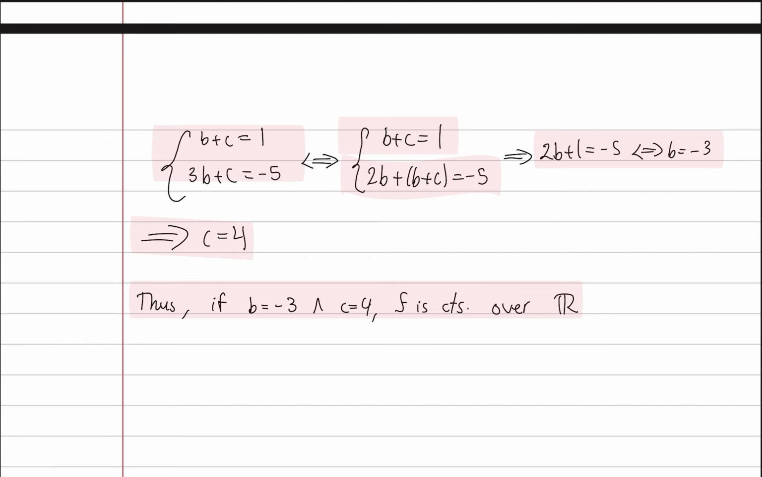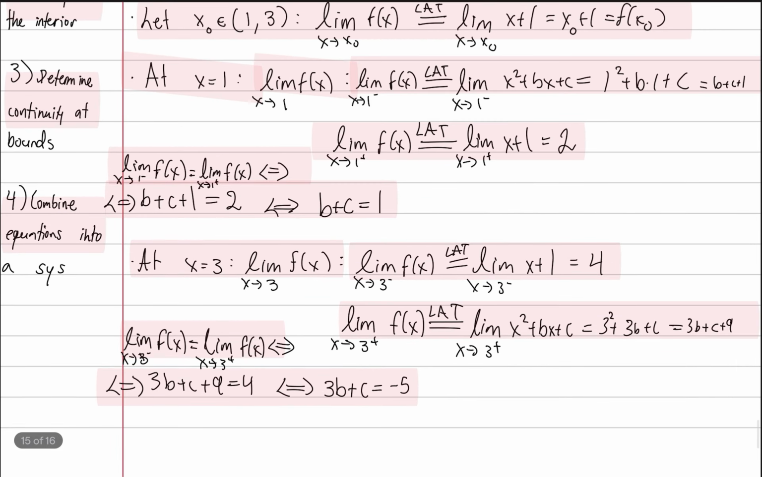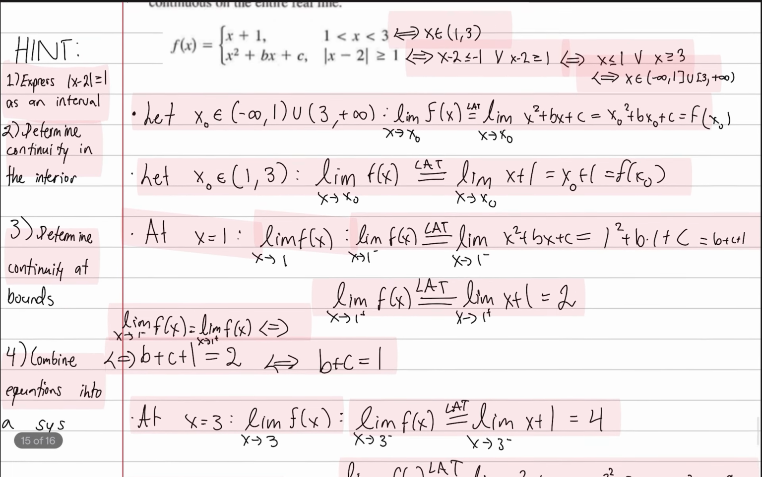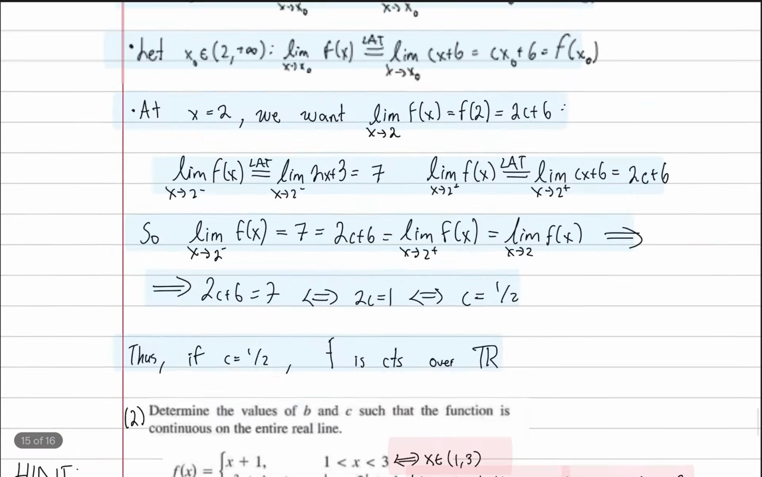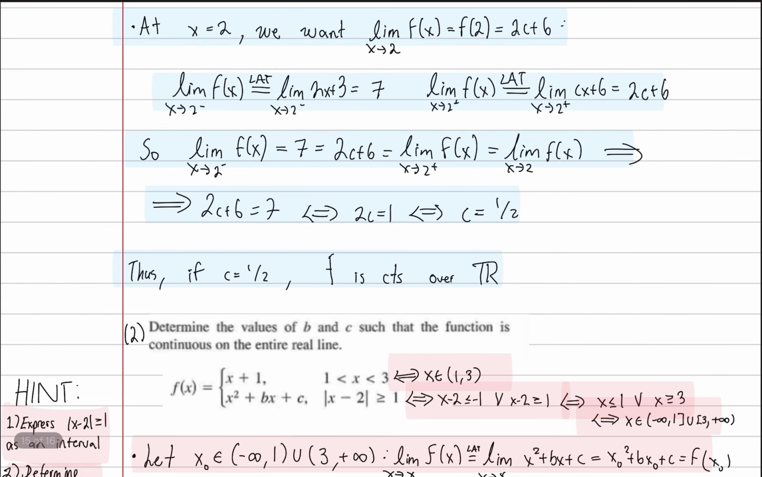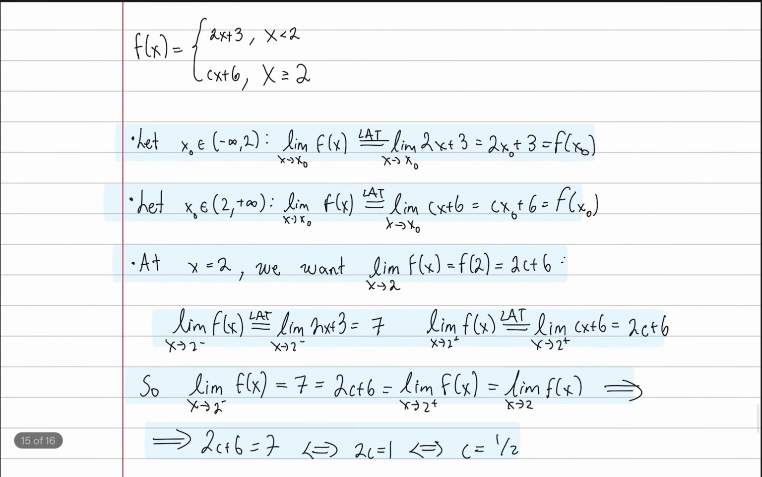Hopefully this helped out. And try to focus on the four-step process, which is: express all inequalities as intervals, determine continuity in the interior of those intervals, then determine continuity at the bounds of the intervals, right at the extremes, and finally combine any equations into a system of equations, or like in the first one, to solve it directly. Hopefully this helped, and good luck in your studying.